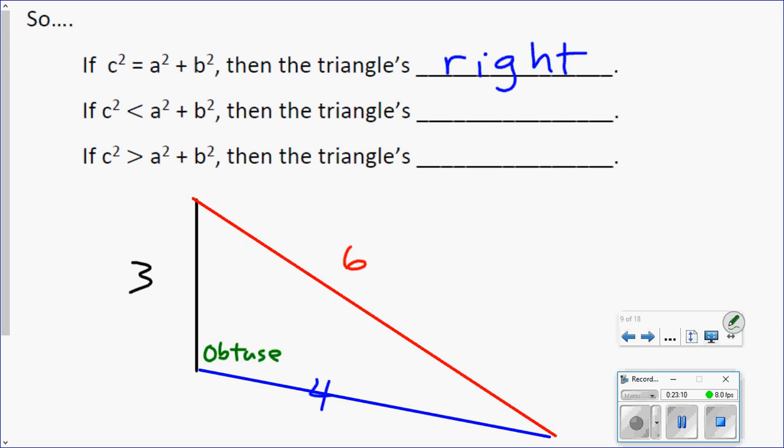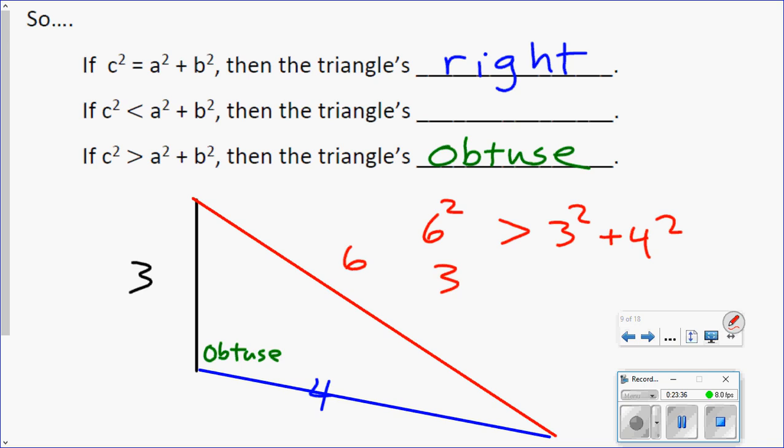So when c is too big, that's down here at the bottom, that's obtuse. Because that would make 6 squared greater than 3 squared plus 4 squared. 36 is bigger than 9 plus 16, bigger than 25. So when 36 is bigger than the sum of the other squares, it's obtuse.